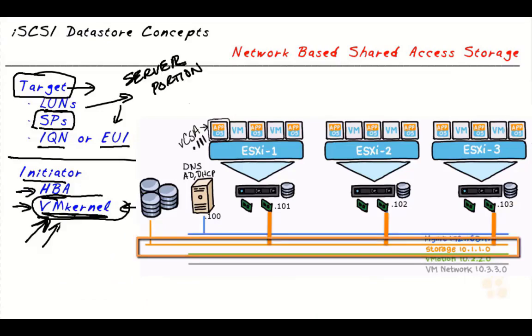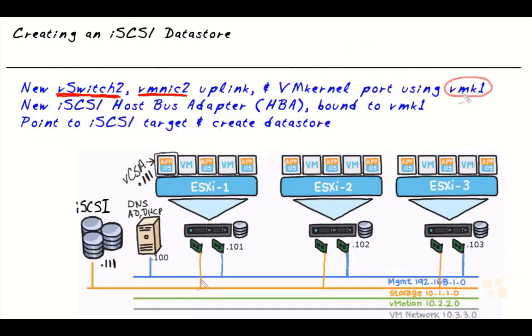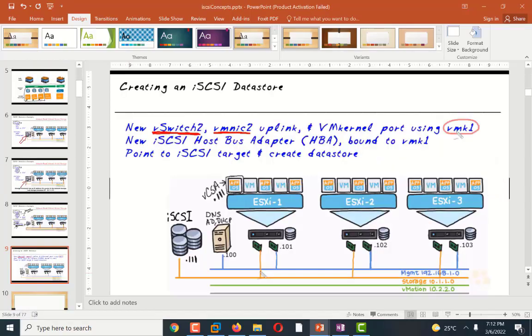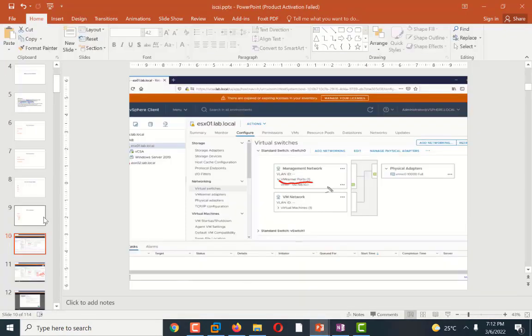So there are two parts. One is called the server portion and the other is called the client portion. For creating iSCSI, I will create a new vSwitch, and after that I will associate this switch with a physical uplink of the server. On that switch I will create a VMkernel port which is used for the iSCSI traffic. After that I will create an iSCSI adapter on my ESXi host and bind this iSCSI adapter to my server.